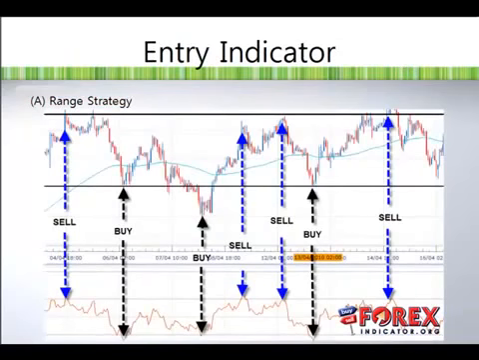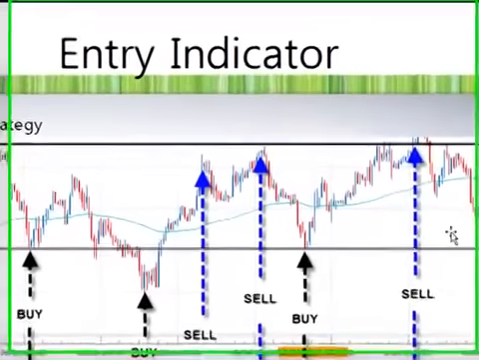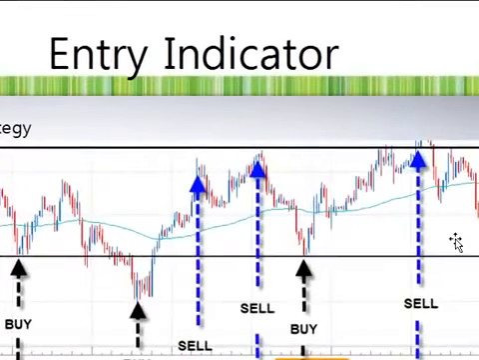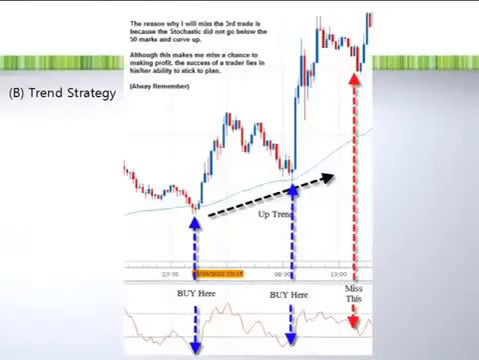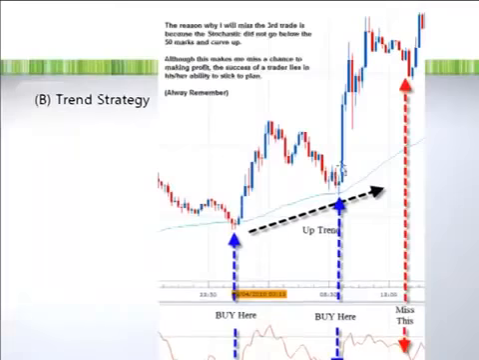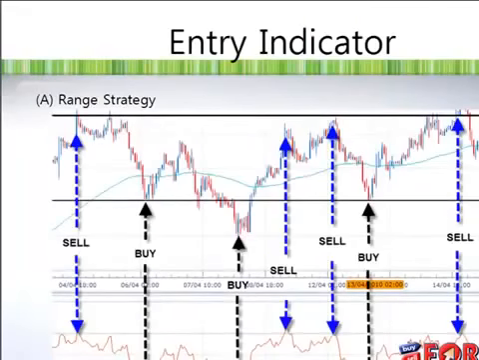So first, this is how you use the RSI indicator as an entry indicator. There are two strategies. You can use it in a range strategy whereby the price is ranging, moving in a sideways manner. You can see that it's moving up, down in a sideways manner. Or number two, you can use it in a trending market, like this picture here. It's trending upwards and upwards. So how do we use it in two different strategies? Now I'm going to show you how it works.